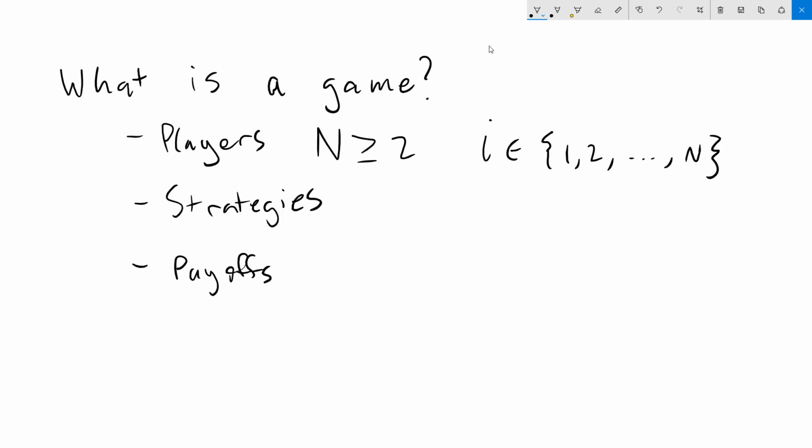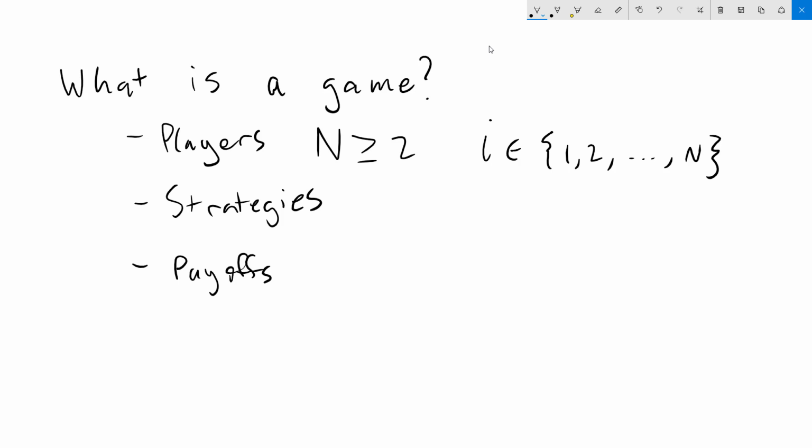Next, let's talk about strategies. A strategy is basically a plan of action for a particular player. Our simplest of games have very simple strategies because there are only so many different options a player has. Next week, we'll get into more complicated games where there's an infinite number of options for a player to choose from.